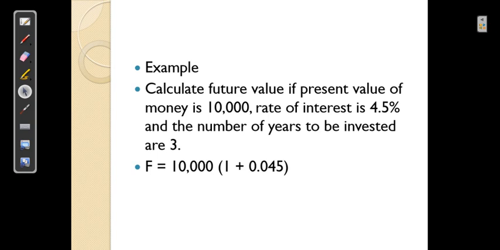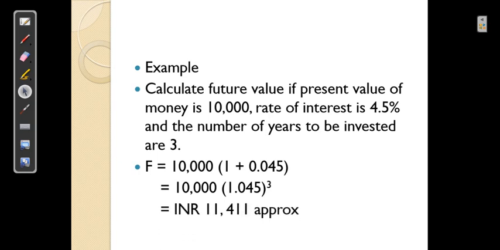So present value of money is 10,000 into 1 plus 0.05, which is the rate of interest. So please note that the rate of interest is not to be written directly as 4.5. You need to convert it in decimals because we are looking at it out of 100. So 0.05 plus 1, the whole raised to 3, because these are the years of investment. So that gives us 10,000 into 1 plus 1.045, the whole raised to 3, and when you multiply this and you get the answer, that is 11,411 rupees approximately.